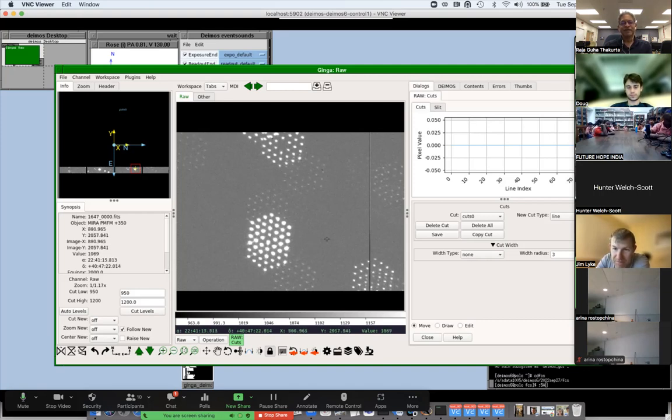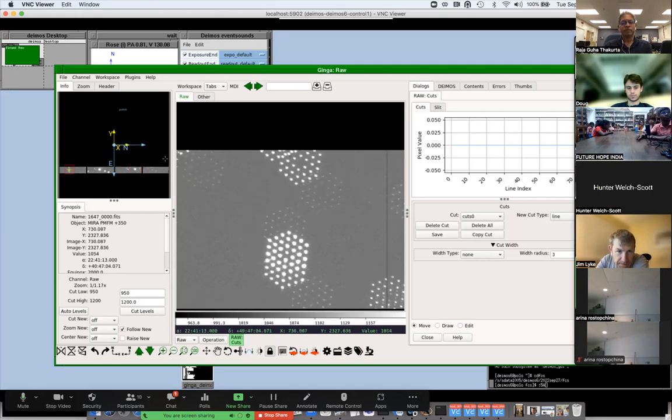Exposure complete. But you can see that the individual segments don't produce perfect images because they're slightly out of shape. CCD readout complete.